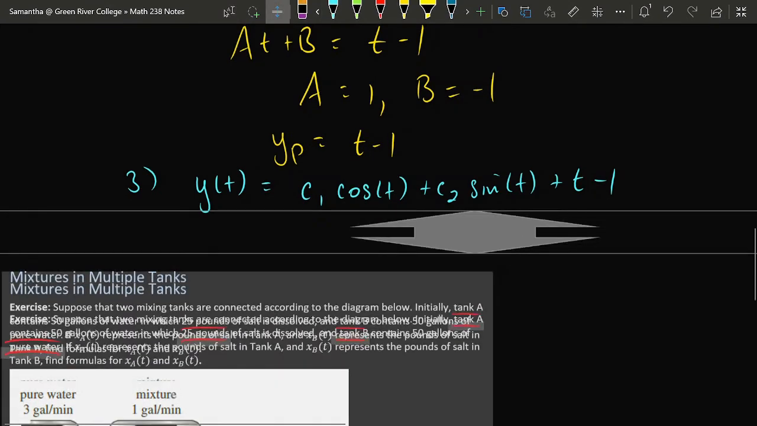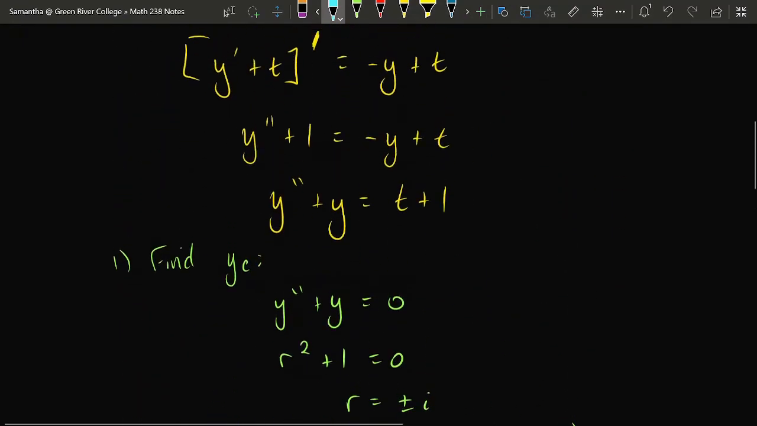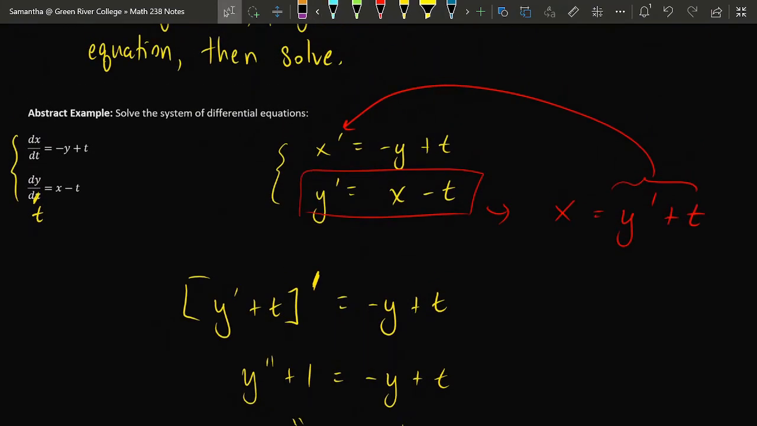Now, we're not done yet, right? It remains for us to find the value of the other output variable, x of t. Just like when you're solving an algebraic equation, the easiest way to find the value of the other variable, x of t, is to use the equation that you got when you started your substitution and plug in the formula for y that you just obtained. Here, we are saying that x is equal to y prime plus t.